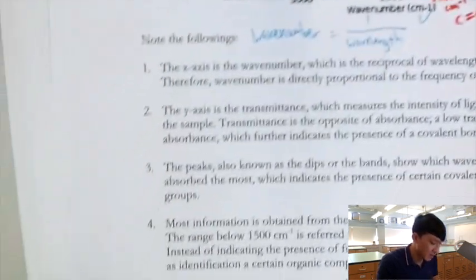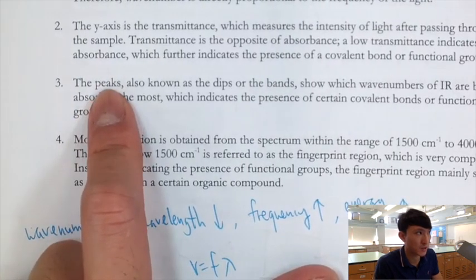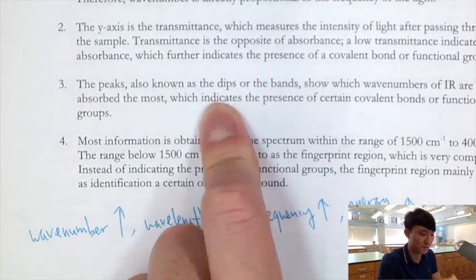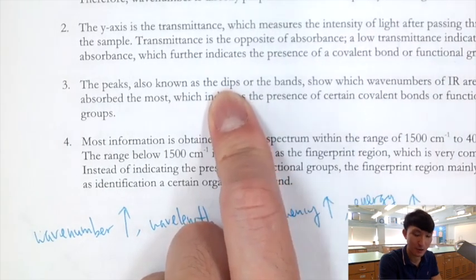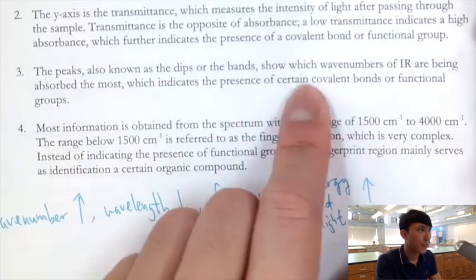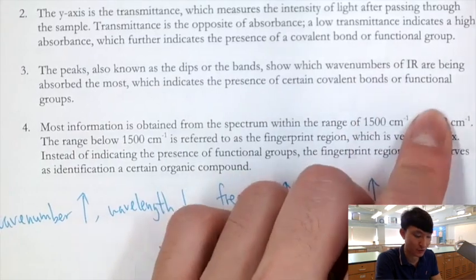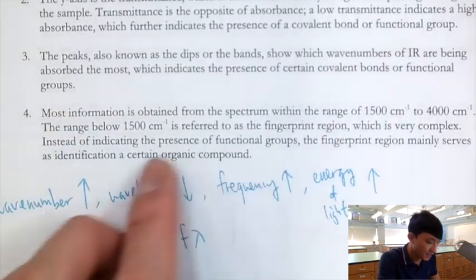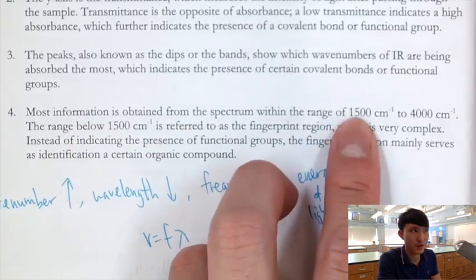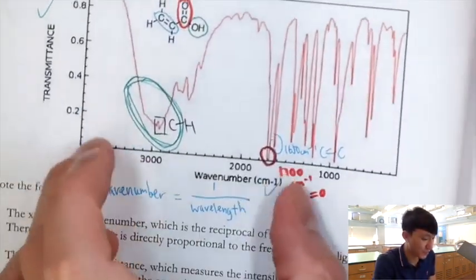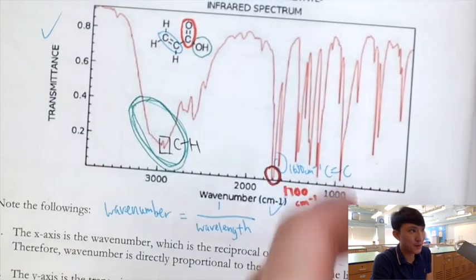So down here, this is what point number 3 is talking about. The peaks, also known as the dips or the bands. They are called dips because we are looking at the lowest point on the graph rather than the highest point. They show which wave number of IR is being absorbed the most, indicating the presence of a certain covalent bond or functional group. Most of the information is obtained from the range of 1,500 to 4,000. So most of the time we are focusing on this part. Okay, what about this part?